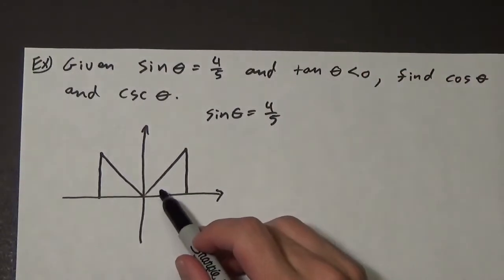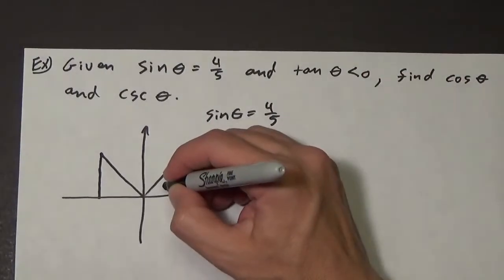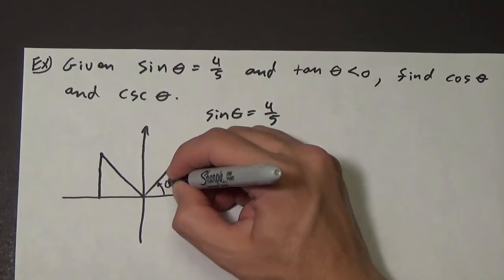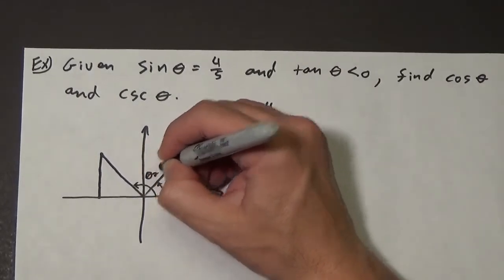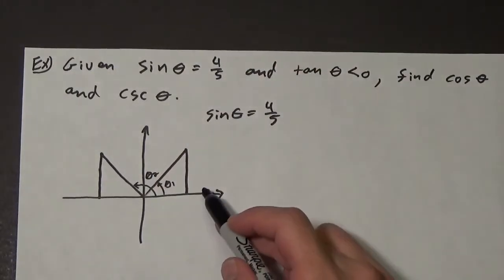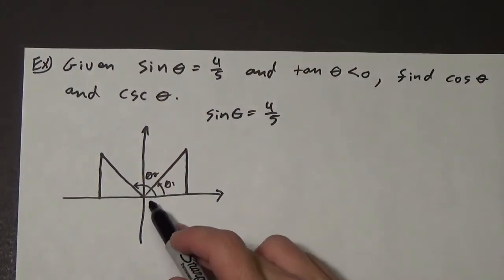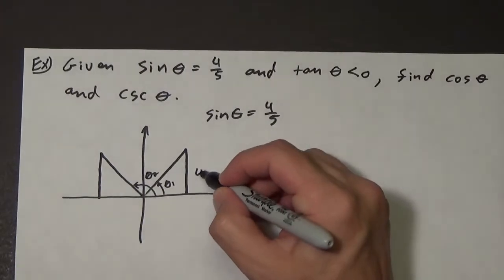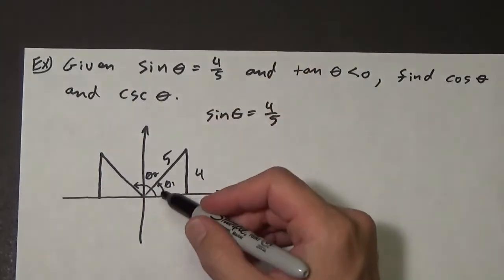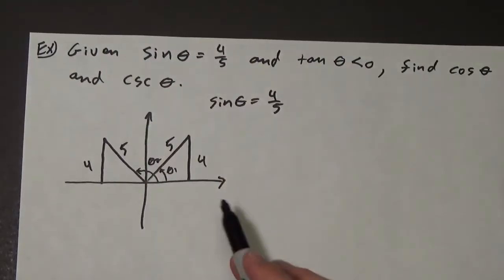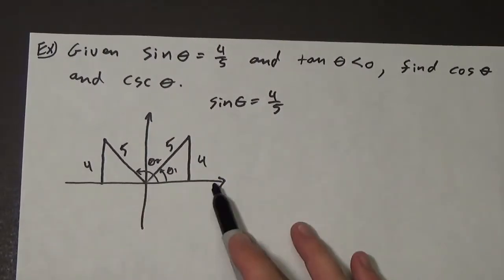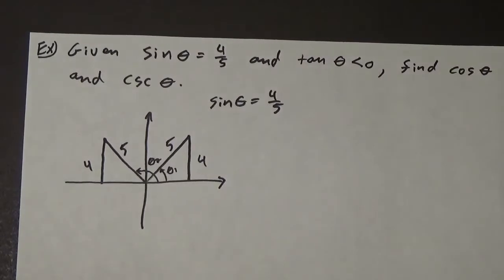And so if this were our theta, so this would be theta 1, and this would be theta 2. Now if it was theta 1, then it would be opposite over hypotenuse, and if it was theta 2, it'd be opposite over hypotenuse. So notice that both of these triangles have positive y values, so each of those has a sine that is positive and can be 4/5.